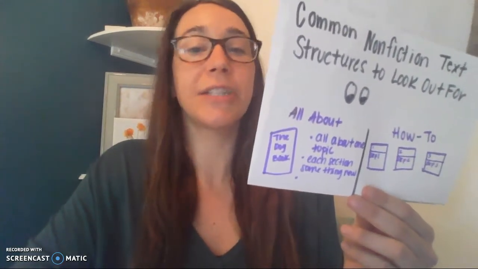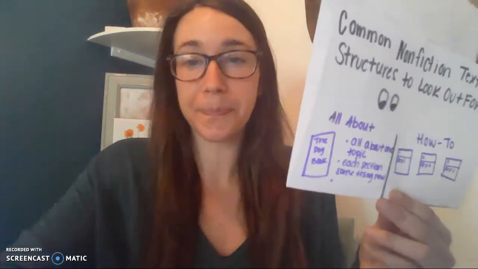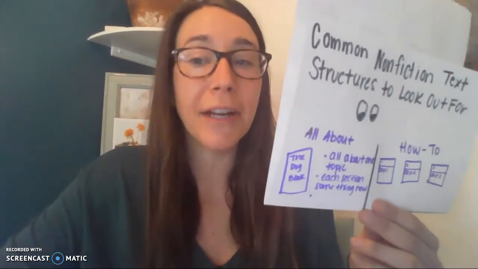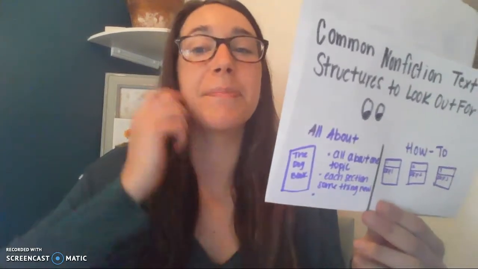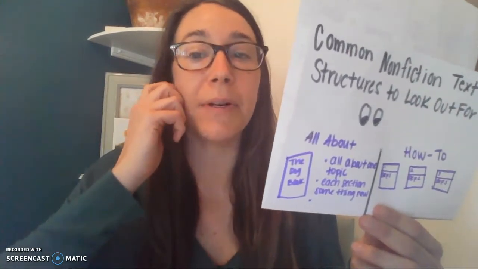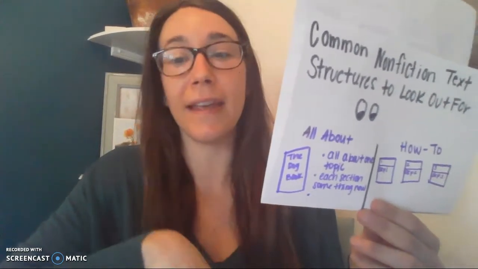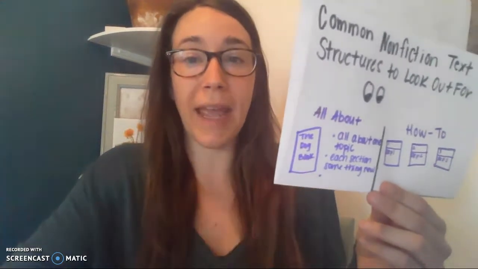Each section could be about something new, and an example of that might be an all about book about tigers or baboons, and these books would tell us all about these animals, where they live, what they eat. A how-to text structure might be a book, How Crayons Are Made or Flying a Kite. These books would teach us how to make a crayon with each step and all the steps that it takes to fly a kite.